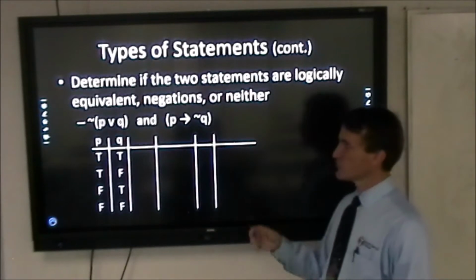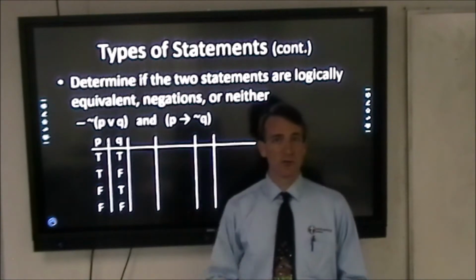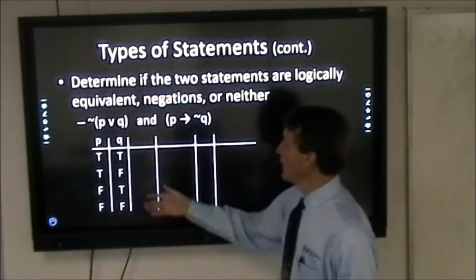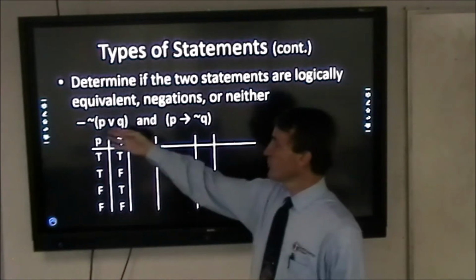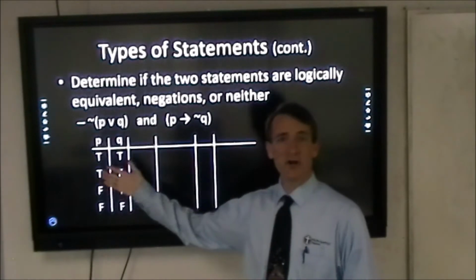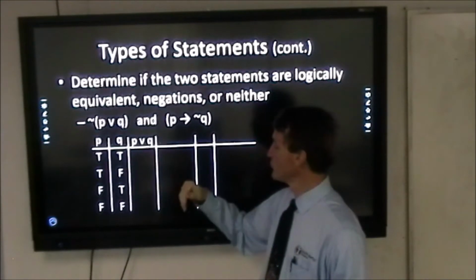If we go with this truth table, still trying to determine whether it's logically equivalent, a negation, or neither. I have a P and a Q. I first of all need to make a P or Q column. Again, since it's an OR, either statement being true is going to give me a true value.